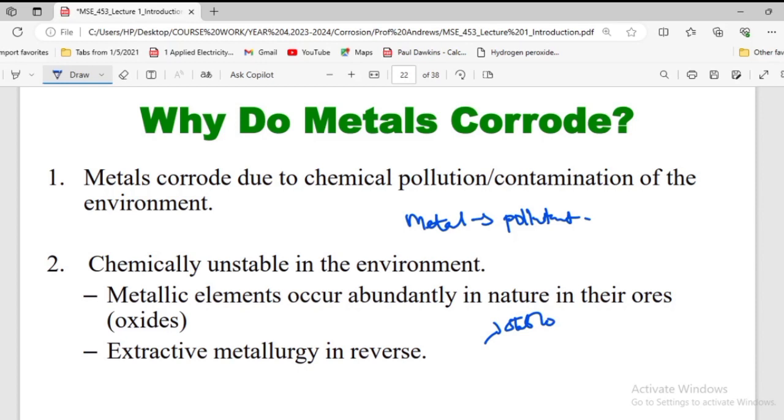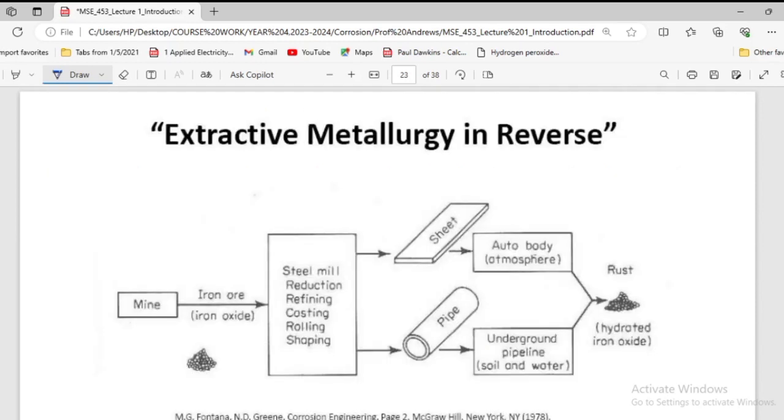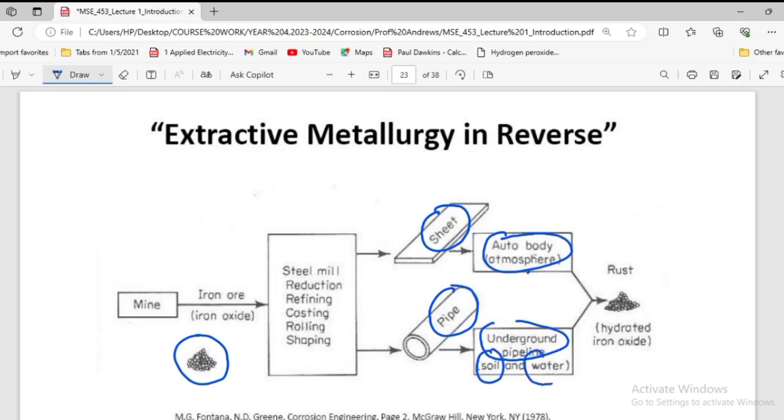So we have something called extractive metallurgy in reverse. Let's look at it. We have our mine ore. This is the iron ore, and we want to extract iron from it. We do steel mill, reduction, refining, casting, rolling, shaping. Then we have one as sheet and one as pipe. The sheet is used for making car bodies, and it's reacting with the atmosphere. The pipe goes underground, where it reacts with the soil and water. And with time, it comes back to hydrated iron oxide, which is rust.